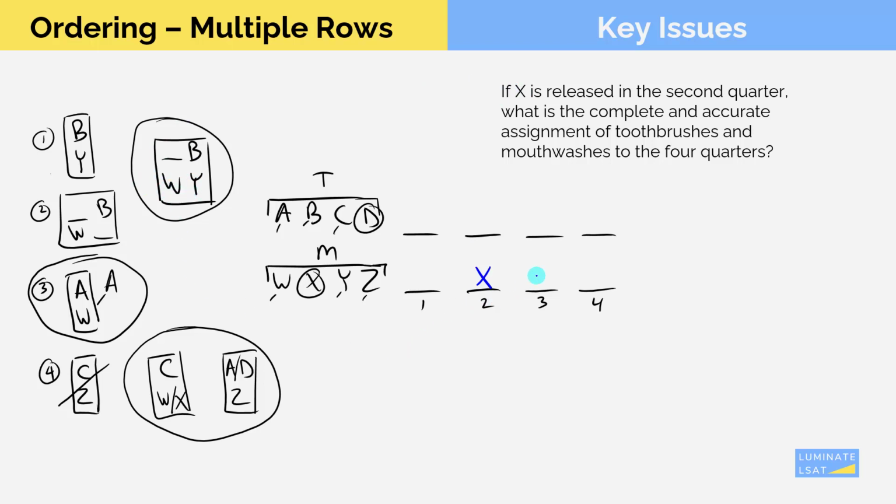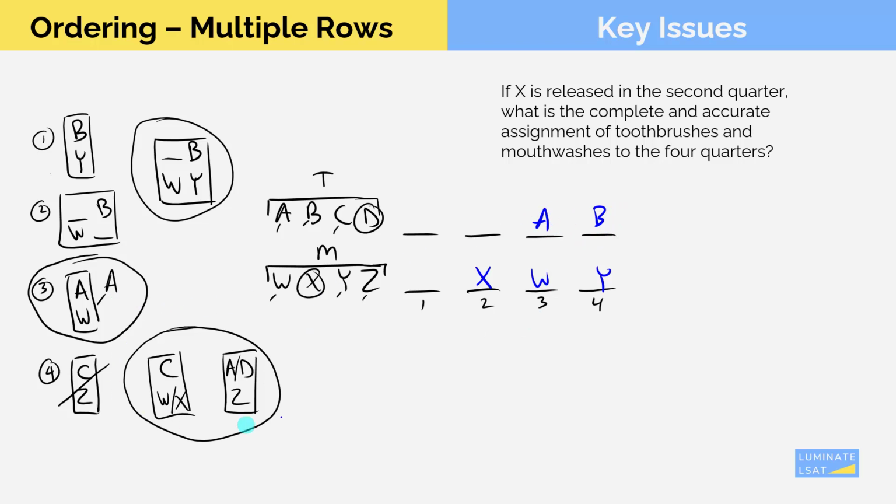Well, WY is going to be forced into 3, 4. That means B will have to go with Y in 4. And now you're done with this block. Let's move to the next rule. A is either with W or after W. Well, there's no room for the A after W, so that means the A has to go with W.